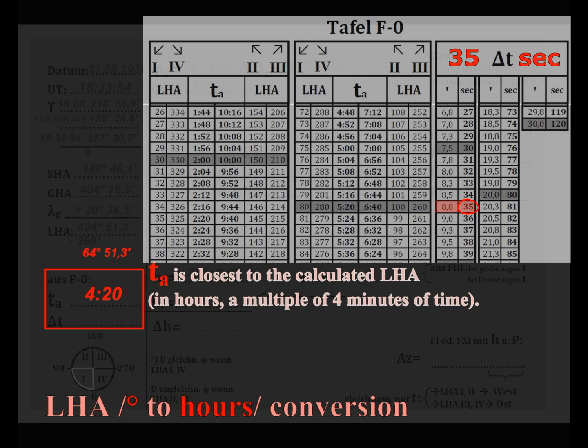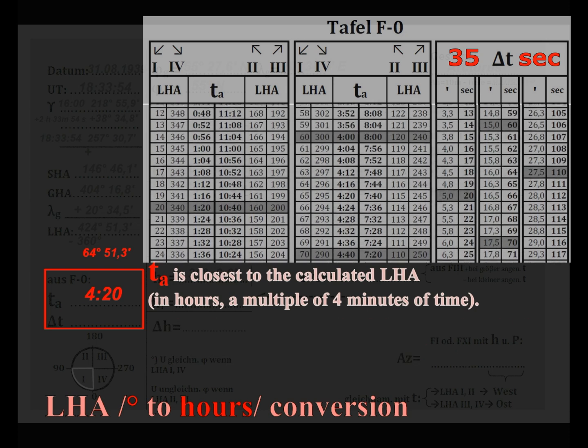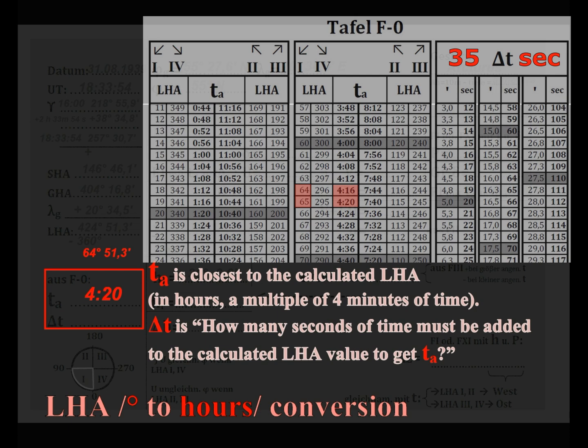Now, in order to correctly determine the sign, it is necessary to answer the second question. How many seconds of time must be added to the calculated value of the local hour angle to get TA? When answering this question, you need to focus on the values of the local hour angle in hours and minutes of time. So you need to reason like this. The calculated local hour angle is an hour angle of 4 hours and 20 minutes, reduced by 35 seconds. This means that 35 seconds must be added to the calculated local hour angle to get 4 hours and 20 minutes exactly. Thus, delta T has a value of plus 35 seconds.